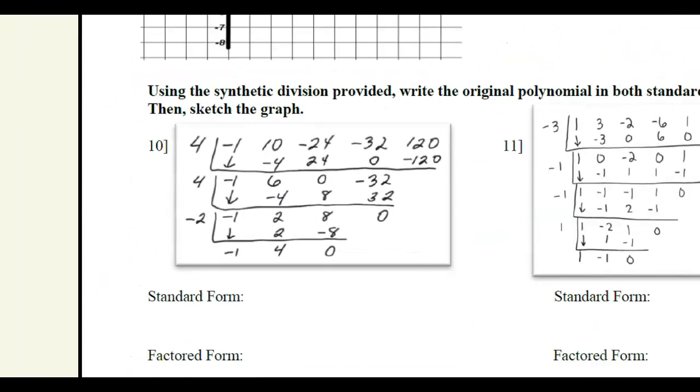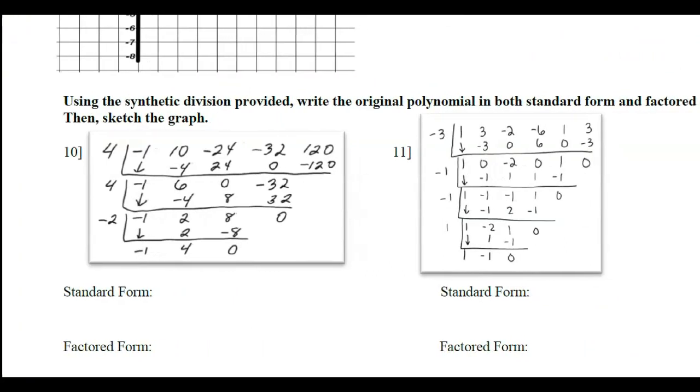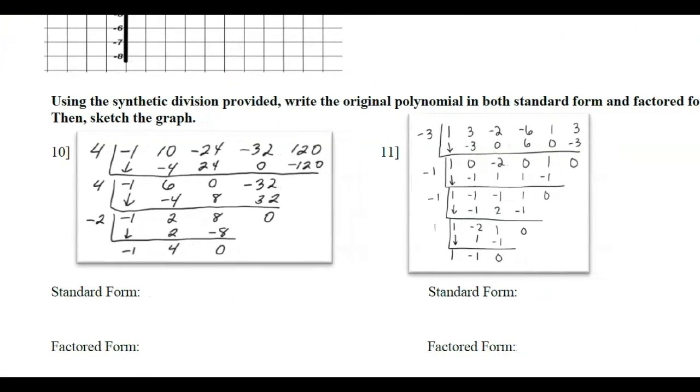Okay, for question number 10, this one says, using synthetic division provided, write the original polynomial in both standard and factored form and then sketch the graph. Question number 10 has a little bit of a typo. Instead of it being positive 120, it should be positive 128 and negative 128. So make that into an 8 at the very end. So check your paper. It should be positive 128 and negative 128.